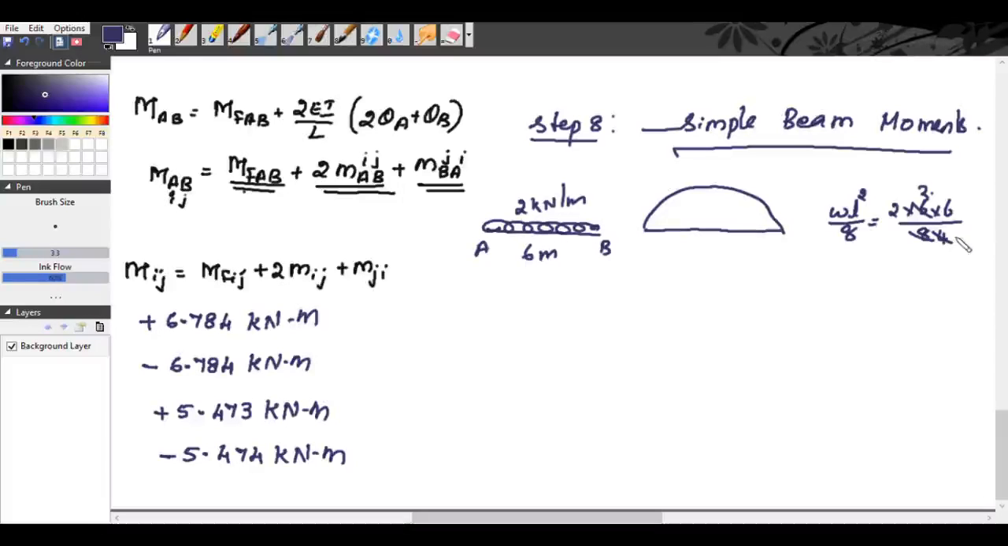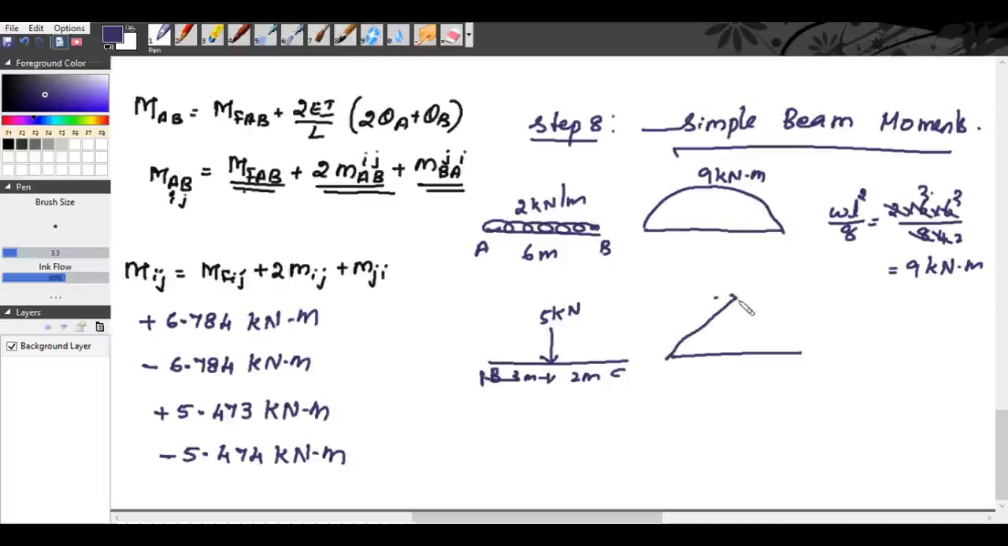We have a UDL of 2 kilonewton per meter for the span length of 6 meter. So now our simple beam moment will be a parabola of WL square by 8, which is 2 into 6 square divided by 8, giving 9 kilonewton meter. For the span BC, there is a 5 kilonewton load acting at a distance of 3 meter from B. The maximum moment will be where the concentrated load is acting, Wab by L. So we get 5 into 3 into 2 divided by 5, so it is 6 kilonewton meter.